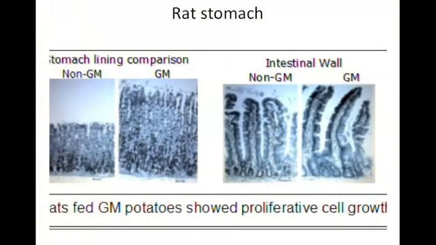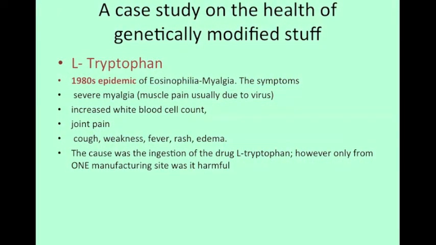In addition, rats that were fed genetically modified potatoes had excessive cell growth, which can be seen in their stomach lining and intestinal walls, reminiscent of cancer growth. A case study about the health effects of genetically modified products would be L-tryptophan, which may sound familiar because it is the stuff found in turkey that makes you happy and sleepy. Tryptophan is a necessary and naturally occurring amino acid that is a precursor for serotonin biosynthesis. Serotonin is a chemical you secrete that makes you happy. So tryptophan can be manufactured and prescribed as medicine for many conditions like depression and insomnia.